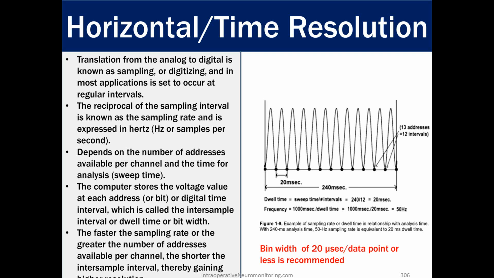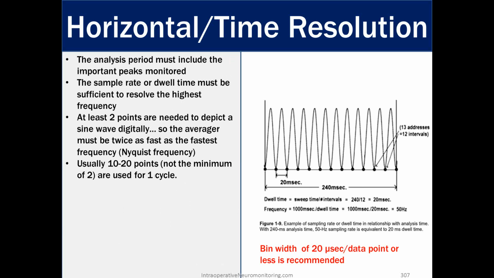So in the example above, the example of sampling rate or dwell time in relationship with analysis time, with 240 millisecond analysis time, 50 Hz sampling rate is equivalent to 20 milliseconds of dwell time. So you just have to figure out that there's 12 intervals with a total time of 240 milliseconds, and that space in between each waveform there is 20 milliseconds.